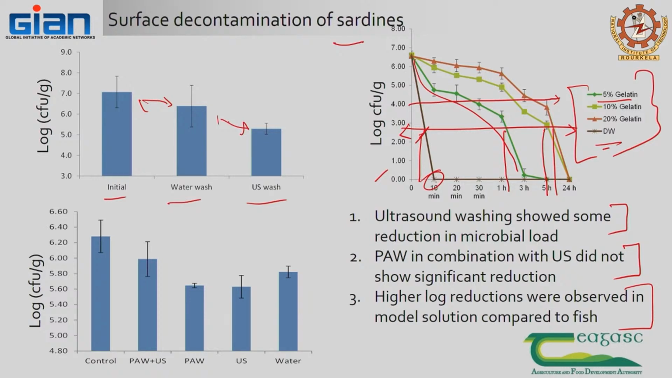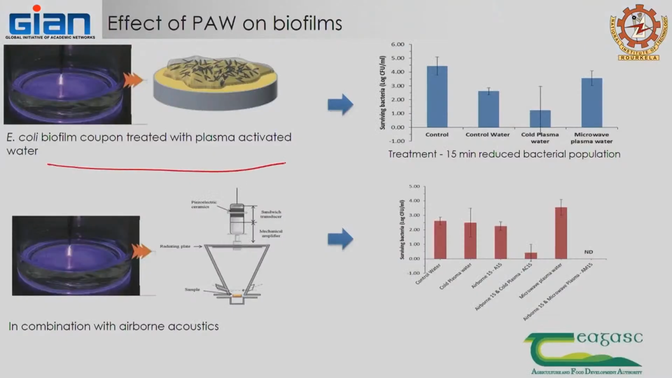UV light treatment of distilled water is quick to get 5 log. If water has a lot of organic matter, it takes longer, because the UV will be consumed by the organic matter being oxidized. The same thing comes for biofilm. If biofilm is formed and plasma water is added, how can you get rid of that biofilm? Just look at this airborne acoustics.